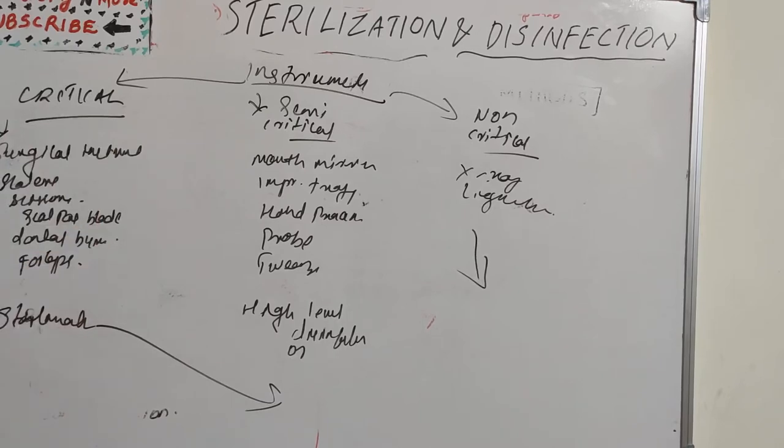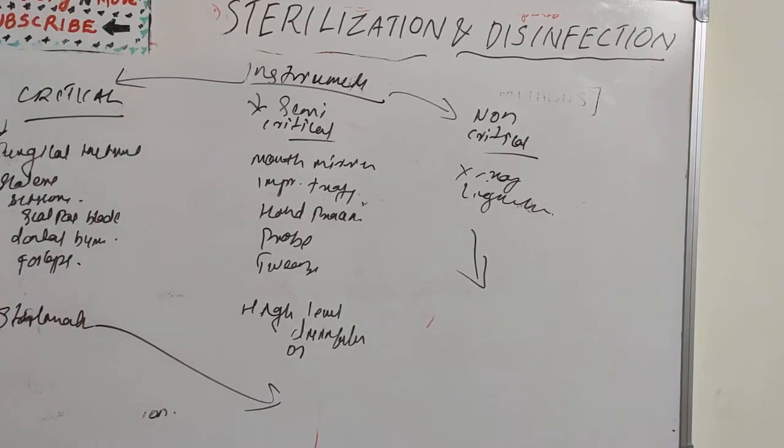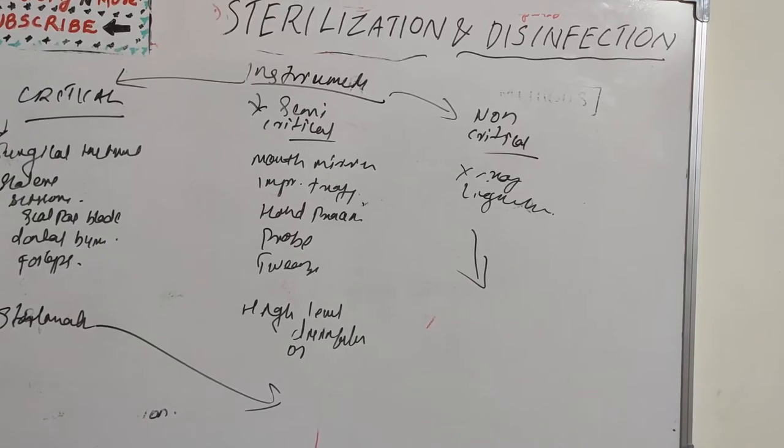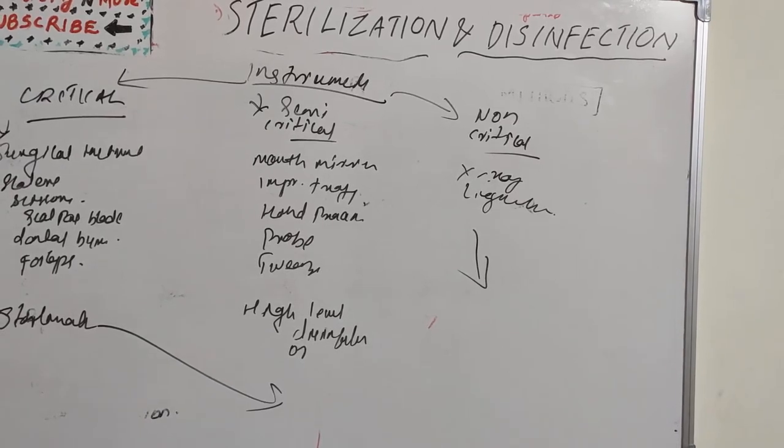And cross contamination is also very vital nowadays. That's why disposable instruments are into practice, but still waste management is a big concern. Proper waste management is another issue. So waste management we have already covered, solid waste management and hospital waste management. So that's all about sterilization and disinfection.